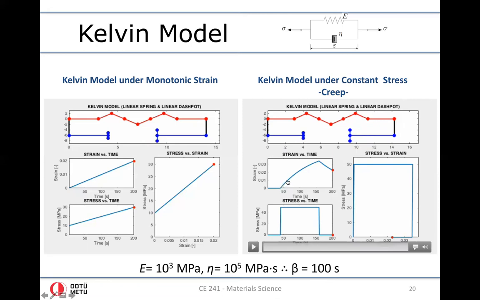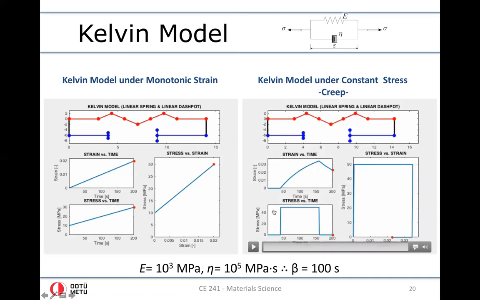tangent to the curve, you observe this curve goes somewhere here. When t equals 100, it comes somewhere here. So that means if you waited long enough, this creep curve would converge to somewhere. Can you identify the position? We can identify the position.